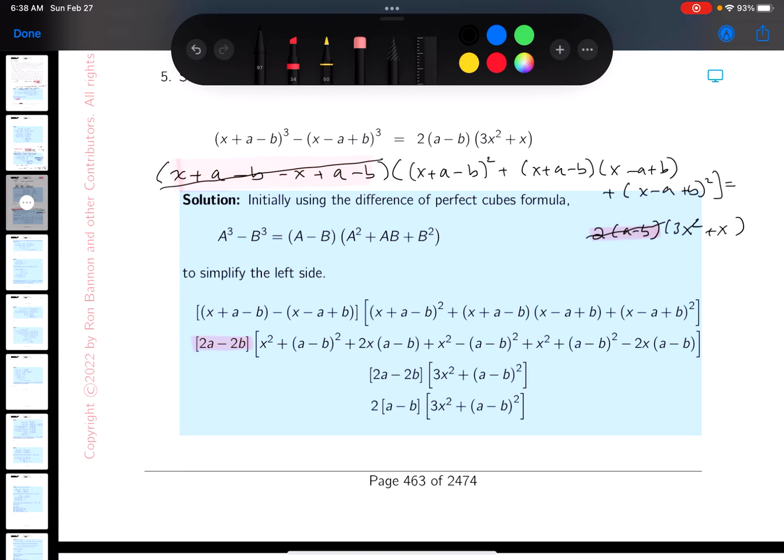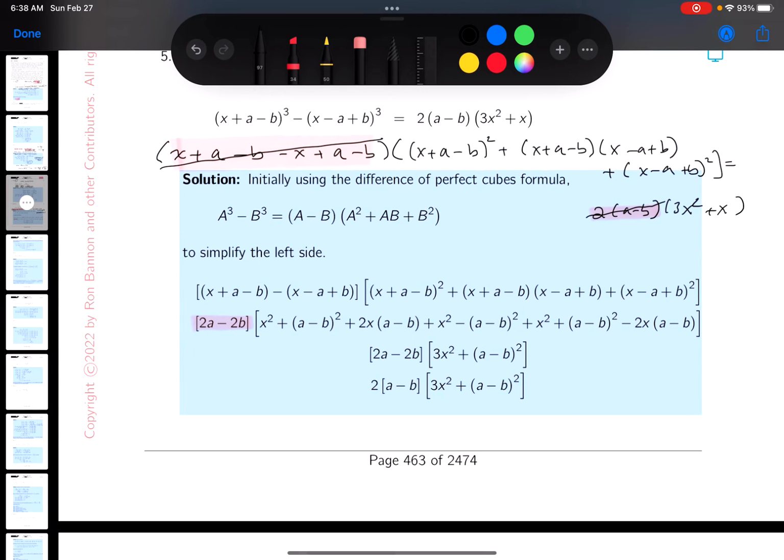Now I want to write down what I'm left with, but again, I got to do the work. I want to point out what I'm left with. I'll outline that in blue for you. I'm left with this, and I'm left with this. I'm going to write that down, but as I write it down, I'm going to simplify it. So I'm going to multiply it out.